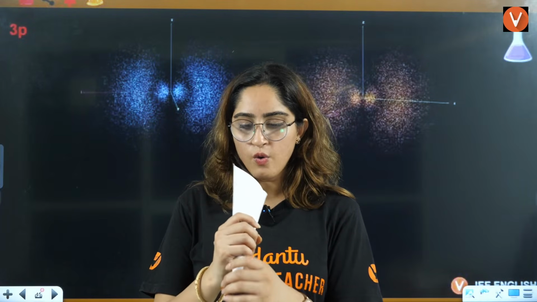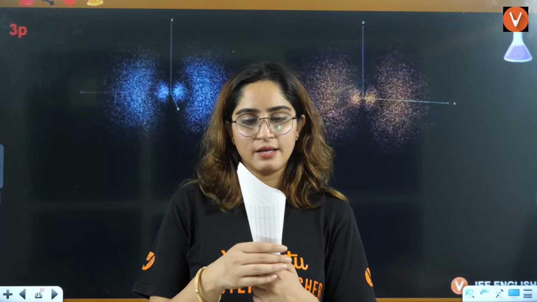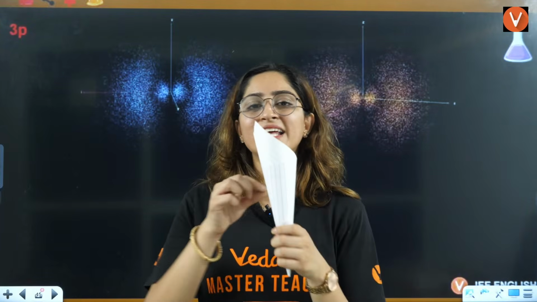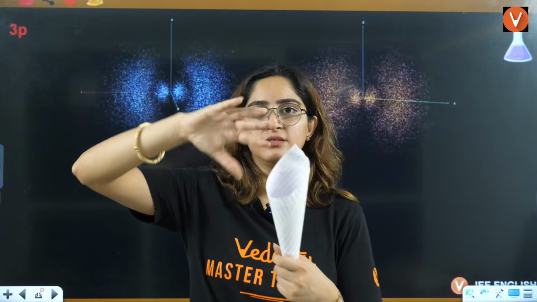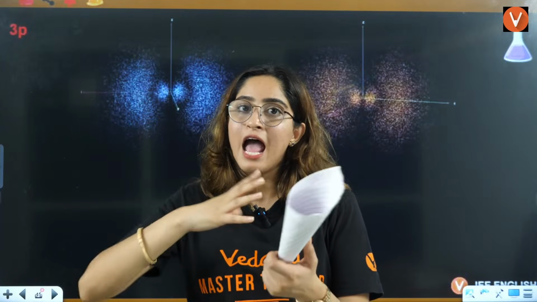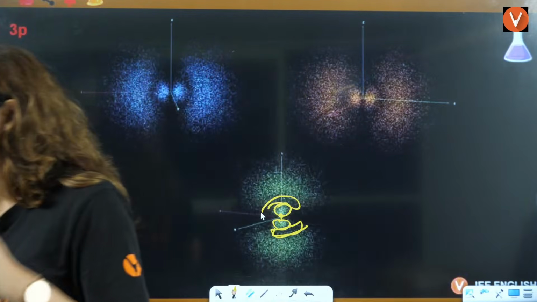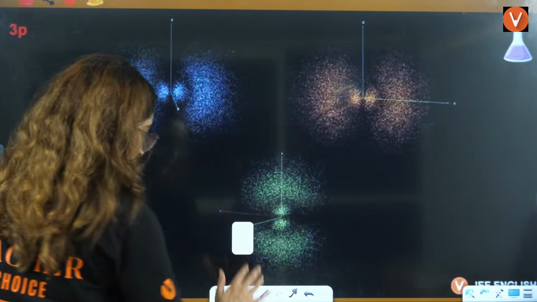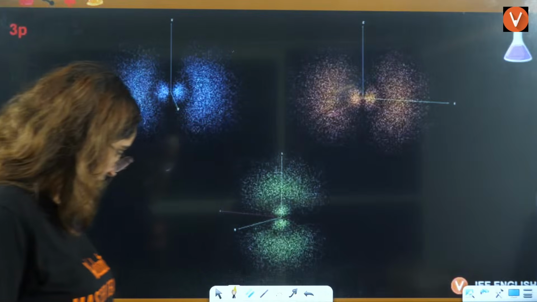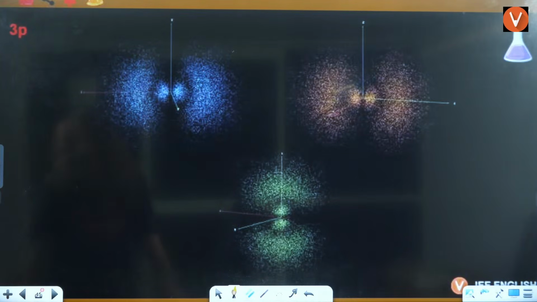Radial node is through the radius. Angular node is basically about the angle, through some angle we are talking about. And in a simpler way, because we can't see it in 3D, how do I explain it in 2D? Wait a minute. Let me see if I can use any prop.